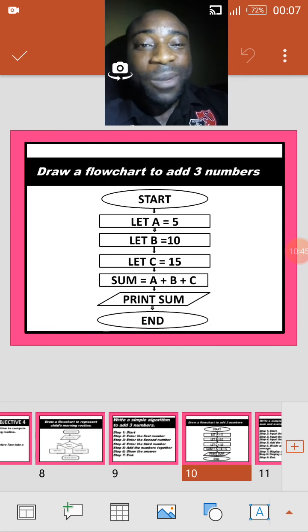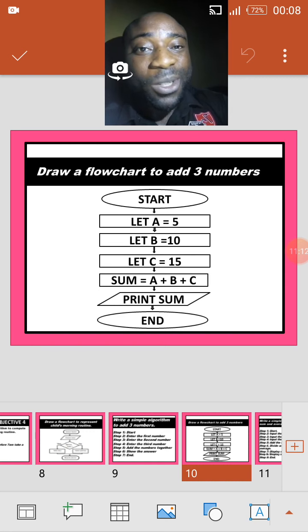As you can see, we still have start and we have end, because that is what always starts the flowchart, even the algorithm, and it must have end. So after the start, we have about 4 processing symbols. For example, let A equal 5, let B equal 10, let C equal 15, and sum equal A plus B plus C. Then the second to the last is print sum, which is a parallelogram, and end.